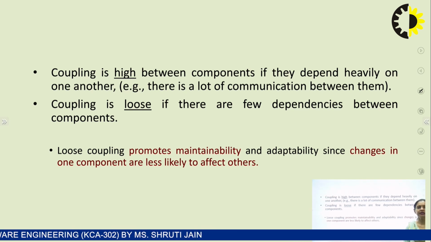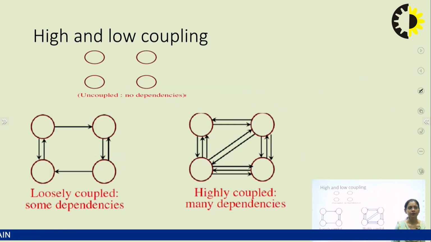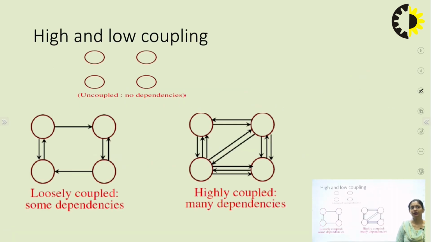If they are loosely interdependent on each other, finding the bugs and debugging would be easy as compared to if the two components are highly coupled together. So this shows the high and the low coupling.